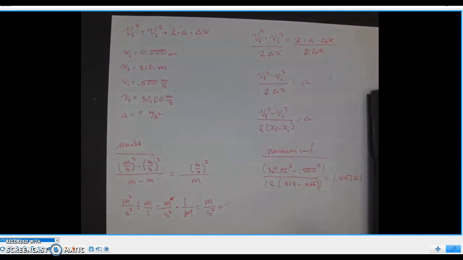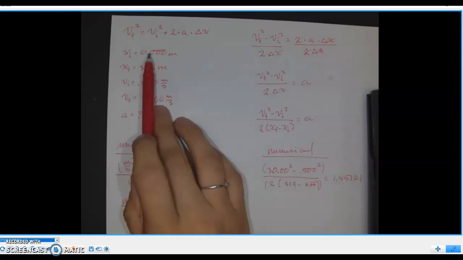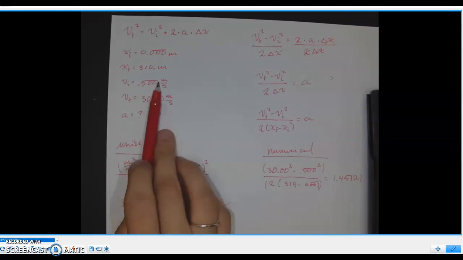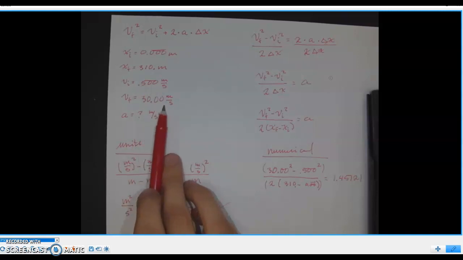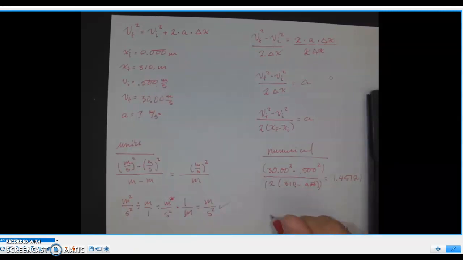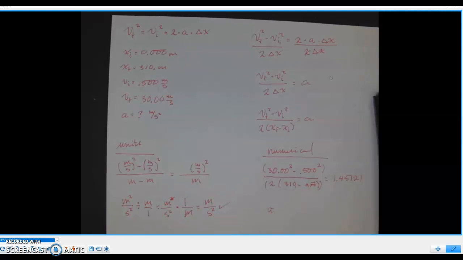Okay, now what about significant figures? Well, I have this multiplication, subtraction, division, all that, right? So I'm going to go with the least amount of sig figs. Infinite number of sig figs, 3 sig figs, 3 sig figs, 4 sig figs. So my least amount was 3 sig figs. So I will round this to 1.45, and my final units were meters per second squared.